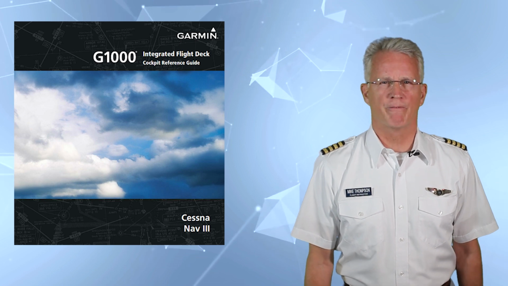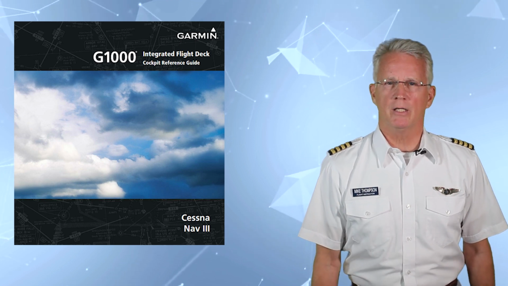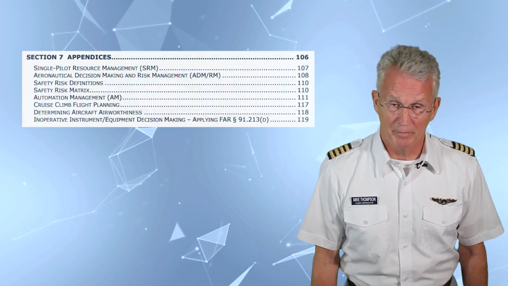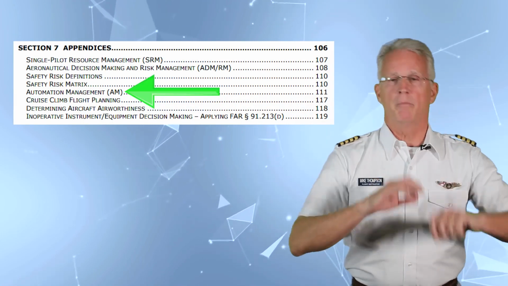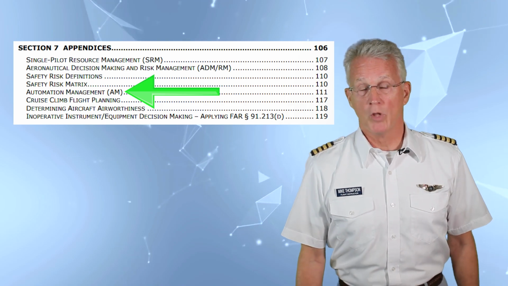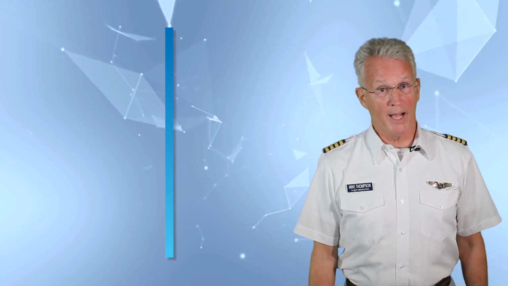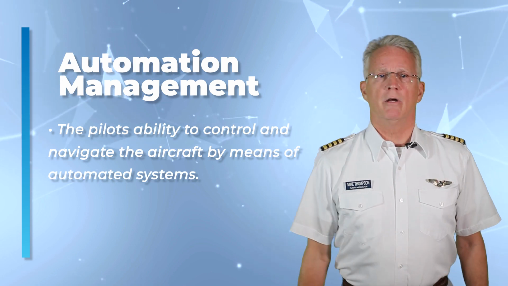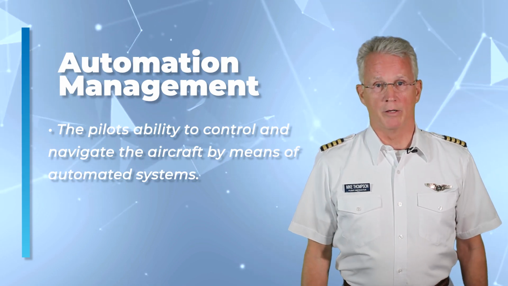Now, starting with our first reference, the Epic Instrument Rating Standardization Guide, let's go to section 7 and find automation management. What does it mean? Automation management means the pilot's ability to control and navigate the aircraft by means of automated systems.